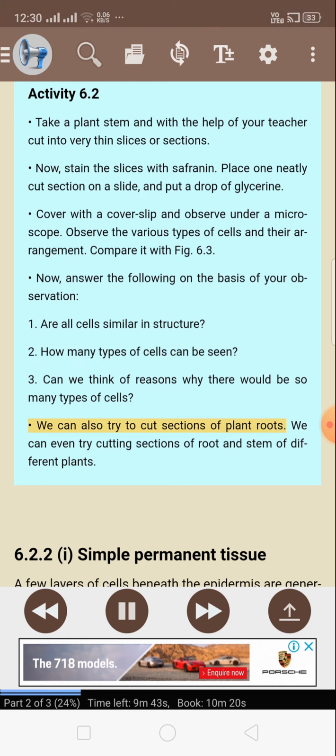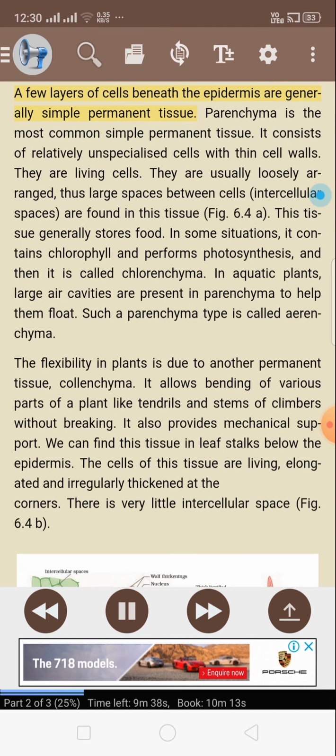We can also try to cut sections of plant roots. We can even try cutting sections of root and stem of different plants. 6.2.2 I. Simple permanent tissue. A few layers of cells beneath the epidermis are generally simple permanent tissue.